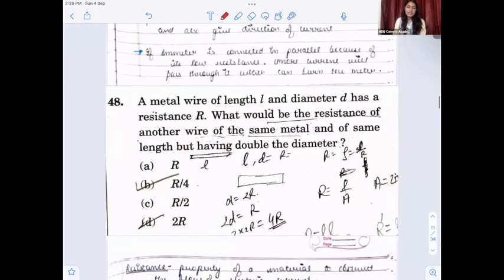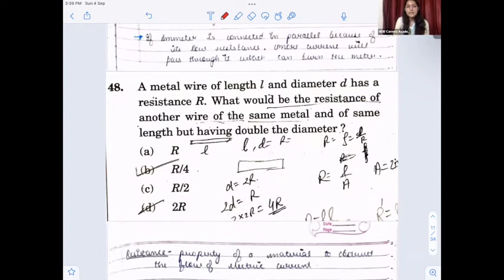Next question, again from current electricity chapter. A metal wire of length L and diameter D has a resistance R. What would be the resistance of another wire of the same metal and of the same length but having double the diameter? So see, let's say first wire is R, having rho as resistivity, L as length and A as area. Another wire having resistance R dash is made of same material, so rho is same, having same length, so L, and area is A dash. So first wire area is pi r square, and second wire area is A dash.